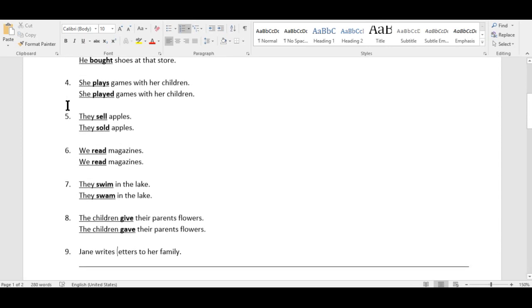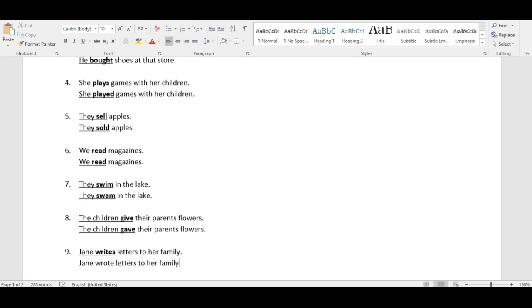9. Jane writes letters to her family. Write, past, wrote. Jane wrote letters to her family. Her family lives far, far away.